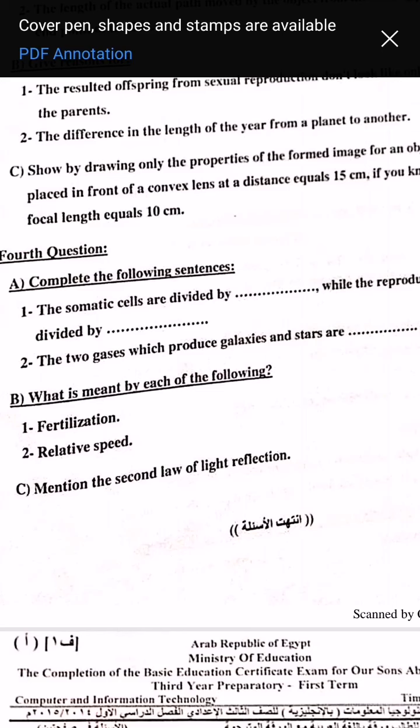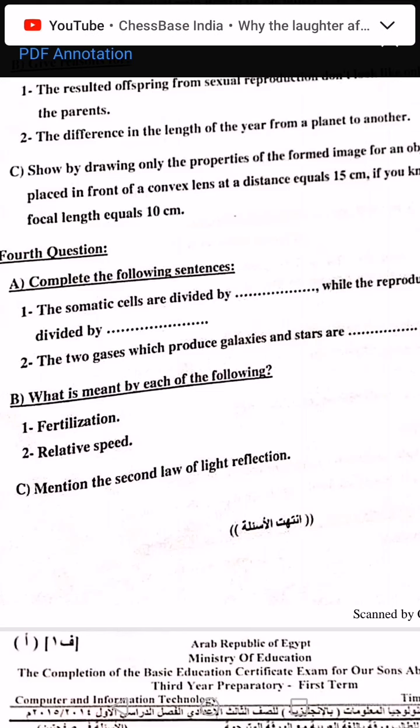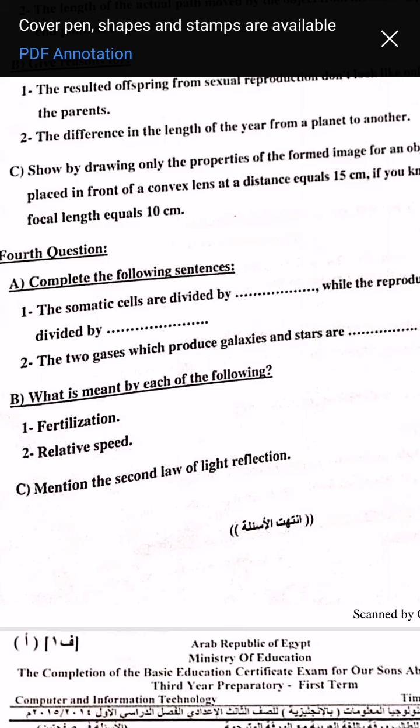What is meant by each of the following? Fertilization and relative speed. Fertilization is the fusion between the male gamete and the female gamete to form the zygote. And this is one important process that happens during sexual reproduction to form a new individual. Number 2, relative speed. The speed of a moving object relative to an observer or relative to another object. This observer may be static or moving.